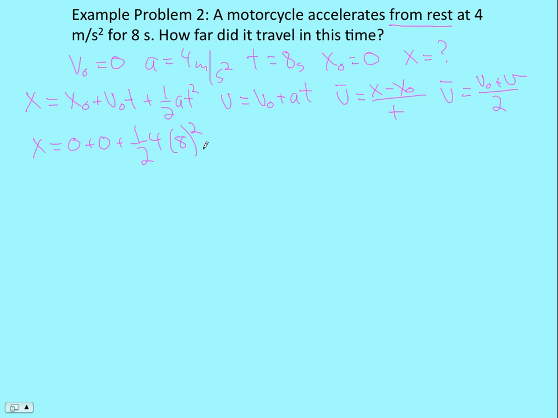Don't forget to square this. And so you have 8 squared, 64 times 4 over 2, so that's times 2. So you went 128 meters.